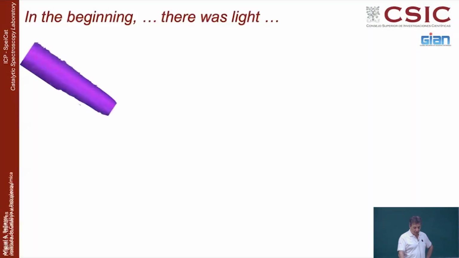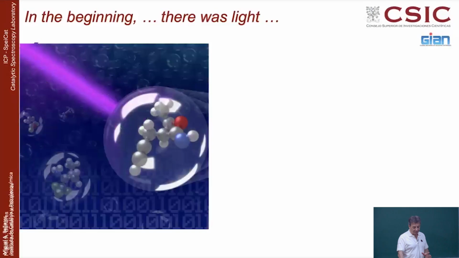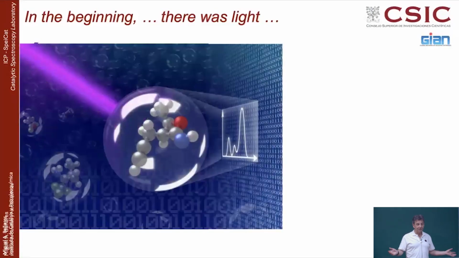So you know that in the beginning there was light, then there was matter, and then there was spectroscopy. Of course, this is an oversimplification, because from the light and the molecule to the spectrum, you need something here. You need spectrometers, you need illumination, signal collection, whatever. But conceptually, in the end, this is what is happening, that there is an interaction.